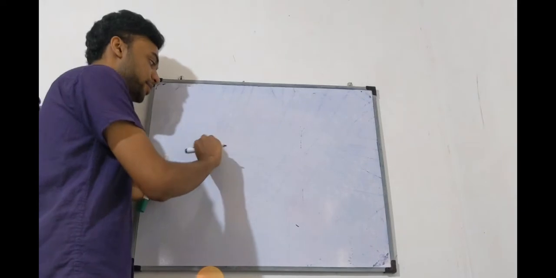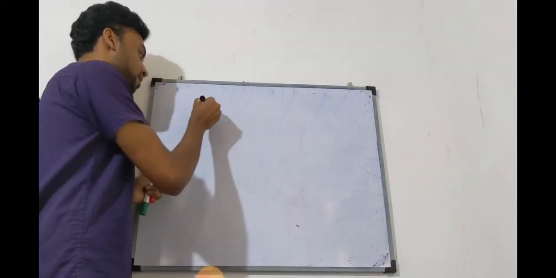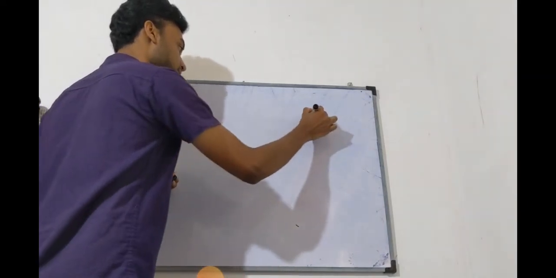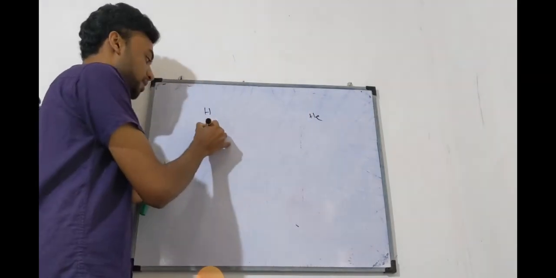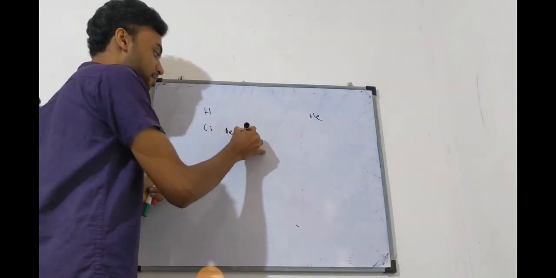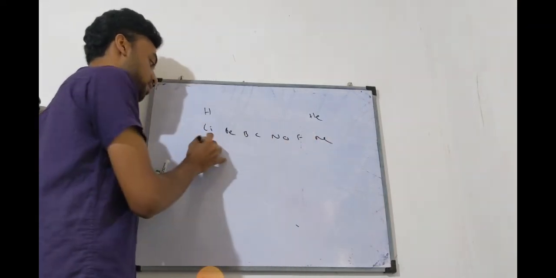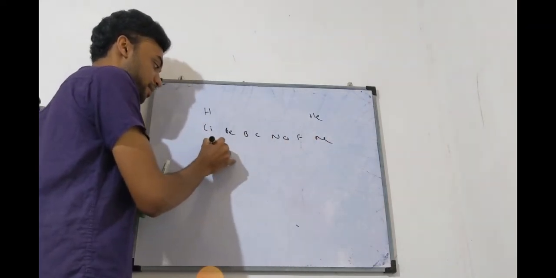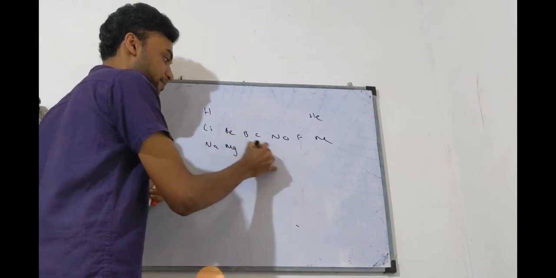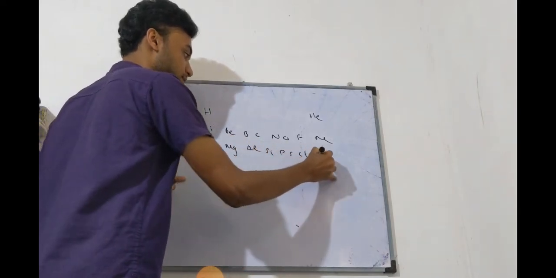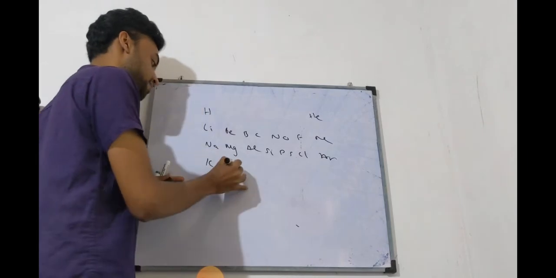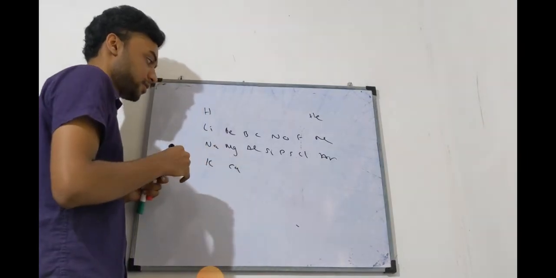Let's look at the periodic table. Hydrogen, helium, lithium, beryllium, boron, carbon, nitrogen, oxygen, fluorine, neon. Sodium, magnesium, aluminium, silicon, phosphorus, sulfur, chlorine, argon, potassium, calcium. Just represented the first 20 only.